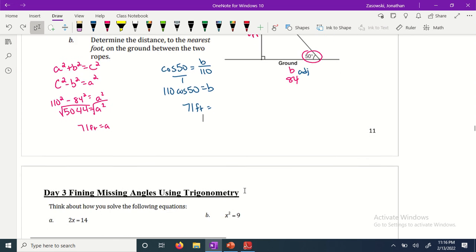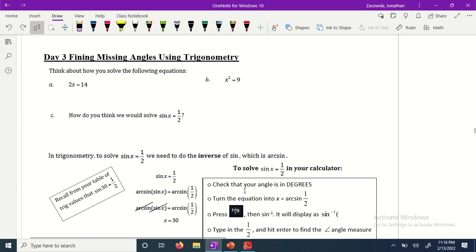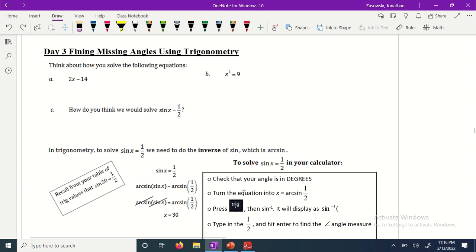All right, we're going to continue on here and take a look at our day 3, which is finding missing angles. So just a real quick, just think for a second about how you'd solve both of these questions, A and B.